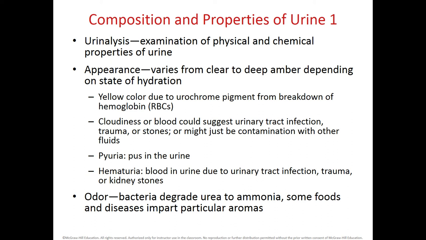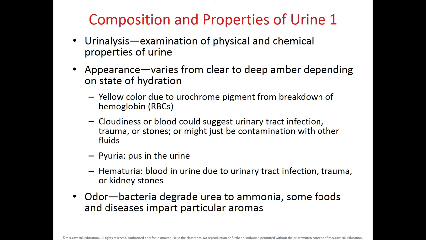Now, if someone has pus in their urine, this is called pyuria, and it points to a urinary infection. Hematuria is the presence of plain red blood cells in the urine, so the urine will look reddish, and this can be due to a UTI, trauma, or kidney stones. Now, you can have hemoglobinuria, in which you have hemoglobin without having hematuria.